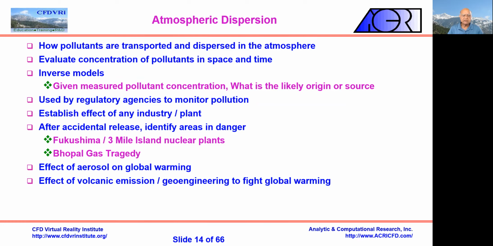And there are two kinds of models. One would be predictive models and one would be inverse models. Inverse models basically say, given a concentration, what is its likely source of origin? Okay, so it's the inverse problem, which is very useful, for example, for regulatory agencies. Hey, I saw this high peak of SO2 or NOx or something. Where did it come from? Okay, and they can pinpoint the potential culprits. Okay, so that's what the inverse models are.